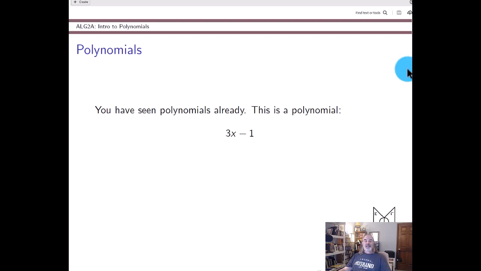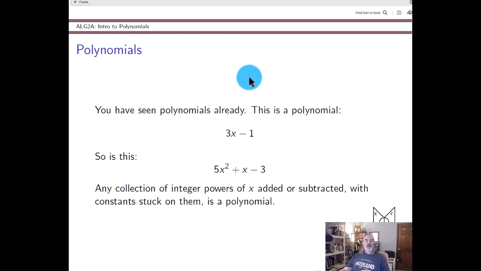It's just possibly made a little bit more general than what we talked about or what you had heard about in the past. So for example, y equals 3x minus 1. There you go. That is a polynomial. You've already dealt with polynomials. So is this: 5x squared plus x minus 3. That is a polynomial. Now, when you're working on algebra to start with, linear equations, quadratic equations, that's kind of where you live your life, but those are just two specific examples of a broader category of thing. So let's talk about that broader category.